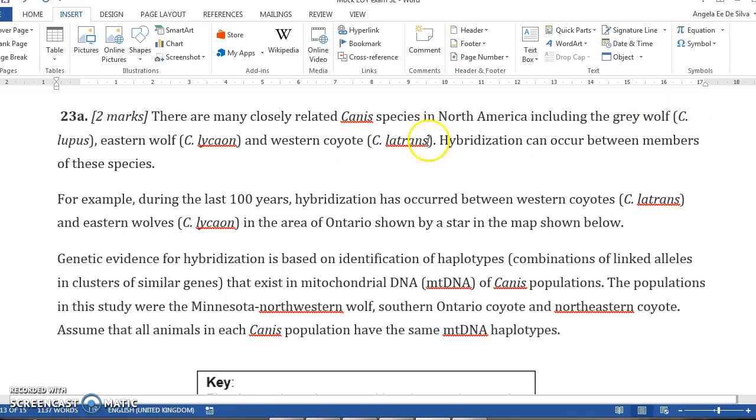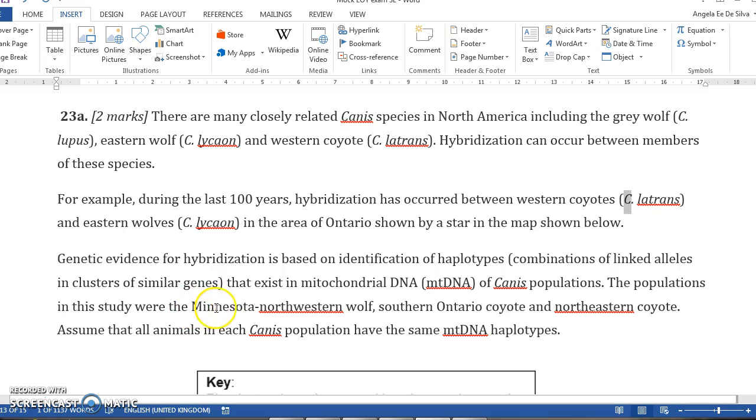Because here they mention the grey wolf, eastern wolf, and western coyote, and here they mention Minnesota northwestern wolf, southern Ontario coyote, and northeastern coyote. So this kind of makes you really confused. But you need to read the sentence carefully. It says the populations in this study. Populations refer to all those that carry the genus name Canis. Okay, so please remember the first scientific name, Canis, is actually the genus name. So all of them are a Canis population.